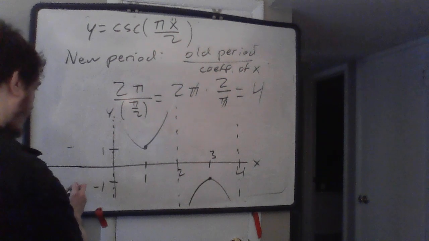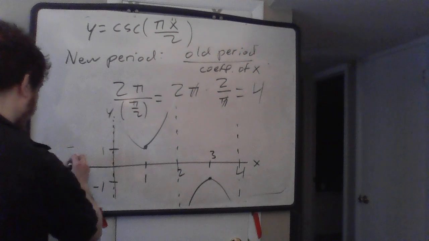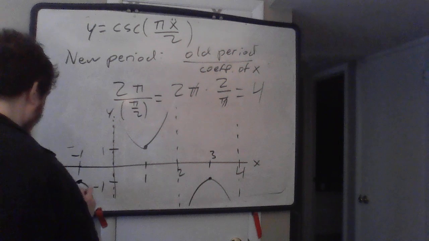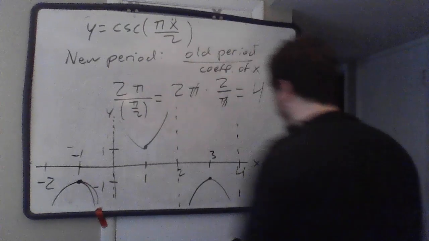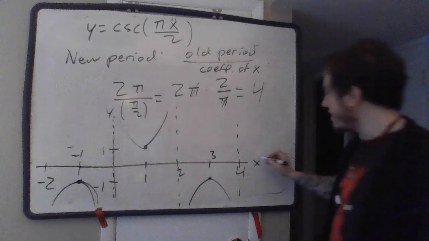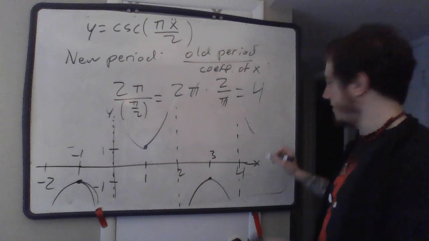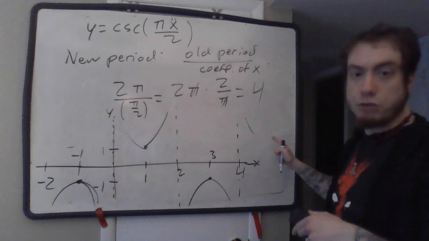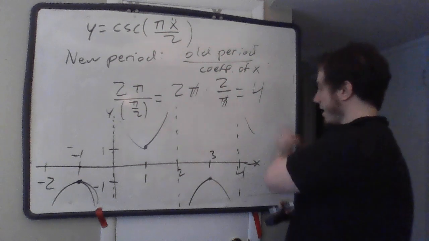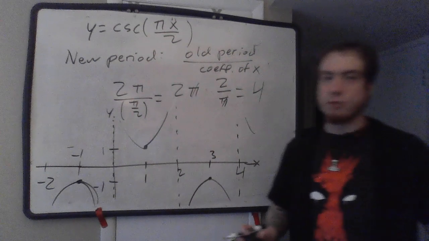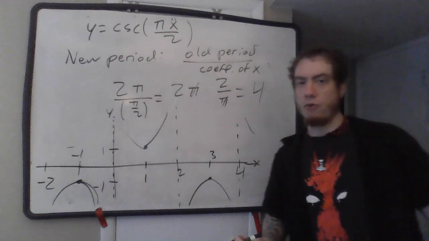And if you want to keep on going, you can. So for example, over here on the left, I could extend this, and I would get another upside down U shape over here. If I want to keep on going on the right, I would get another right side up U shape over here, although I don't really have a lot of room to keep on going, so I'm going to stop there.